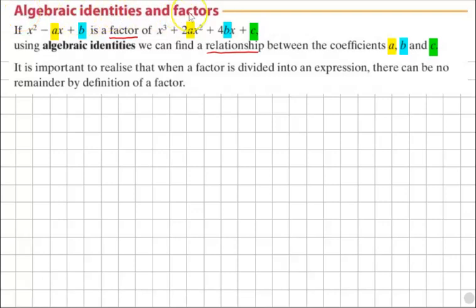Algebraic identities and factors. If x squared minus ax plus b is a factor of x cubed plus 2ax squared plus 4bx plus c, using algebraic identities, we can find a relationship between the coefficients a, b, and c. It's important to realize that when a factor is divided into an expression, there can be no remainder by definition of a factor.